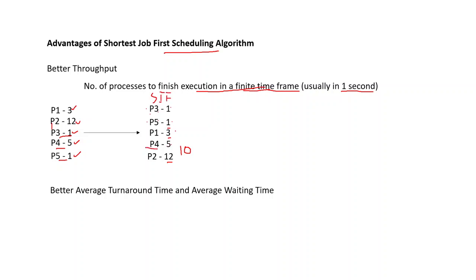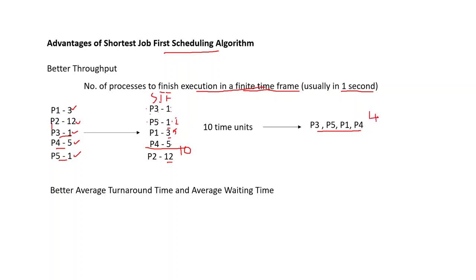Up to P4, all the processes completed by 10 time units. See again, 1 plus 1 is equal to 2, 2 plus 3 is equal to 5, and 5 plus 5 is equal to 10. So P3, P5, P4 and P1, these 4 processes were completed at 10 time units, that is, 4 processes were completed in 10 time units.